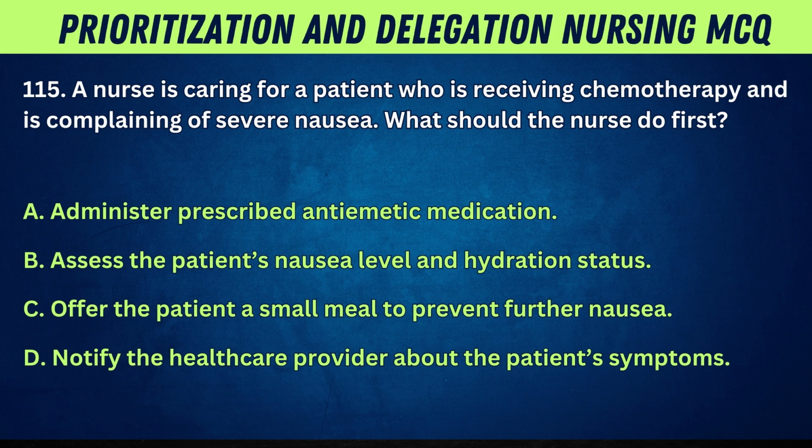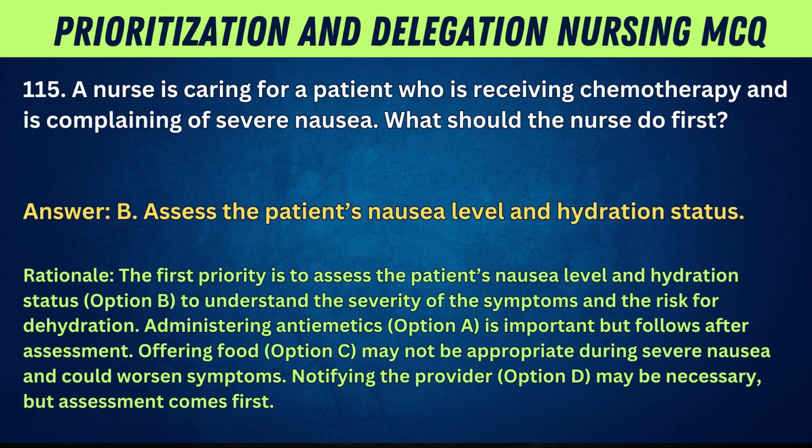A. Assess the patient's nausea level and hydration status. C. Offer the patient a small meal to prevent further nausea. D. Notify the healthcare provider about the patient's symptoms. Answer. B. Assess the patient's nausea level and hydration status.